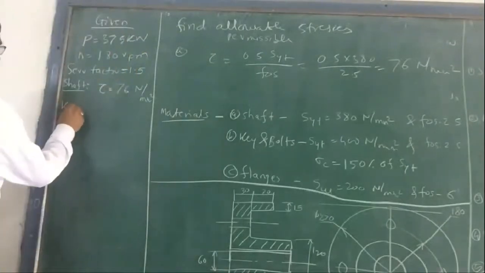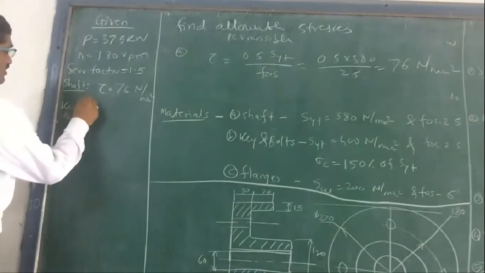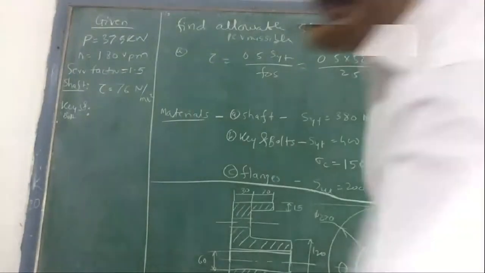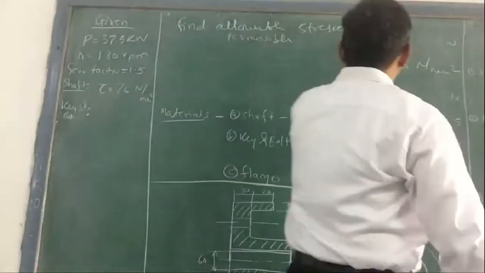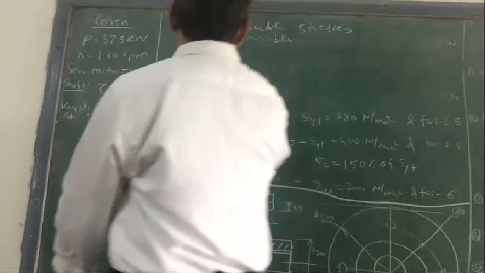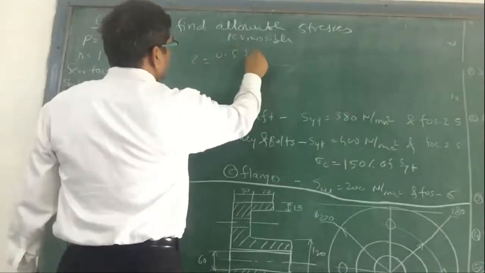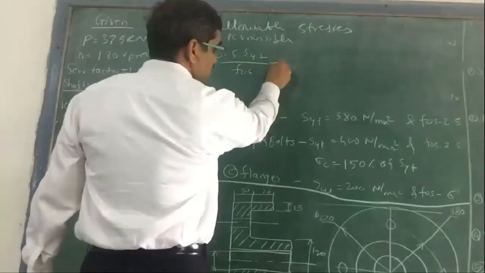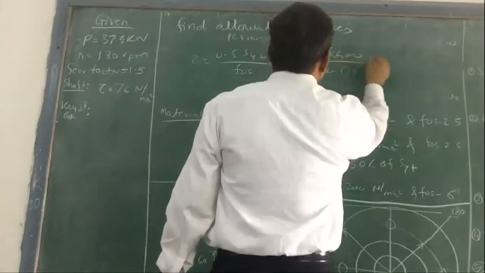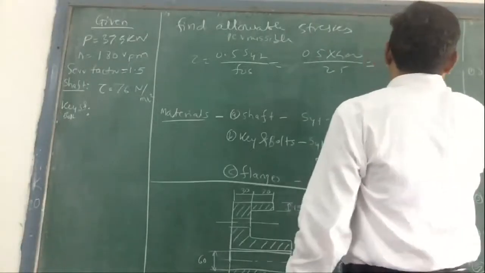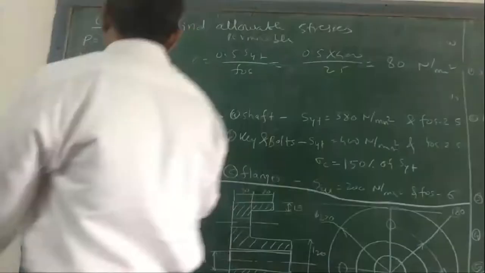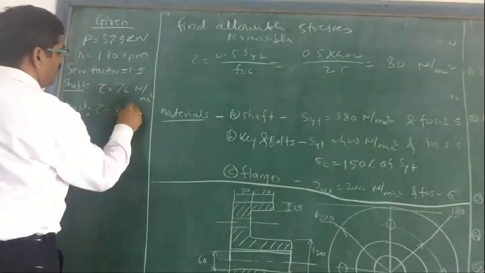Now for keys and bolts, tau will be the same thing again. Tau will be 0.5 SYT upon factor of safety, but the SYT is different here. It is 400, so 0.5 into 400 is 200, and the factor of safety is 2.5. So 200 upon 2.5 will be 80. Let me just verify. 80 Newton per mm square. Tau is equal to 80 Newton per mm square.